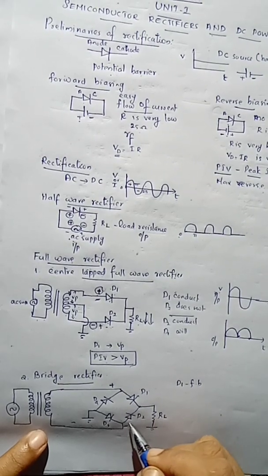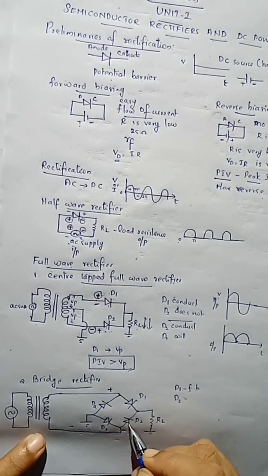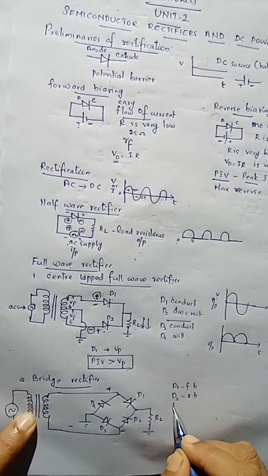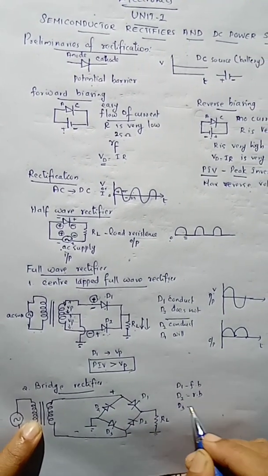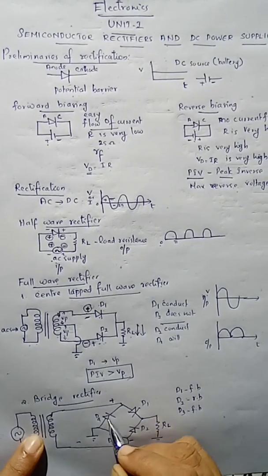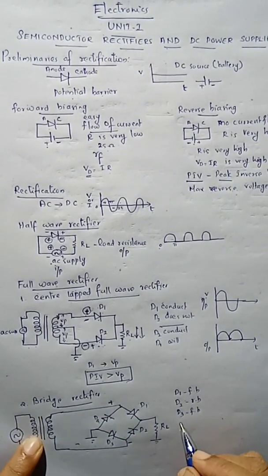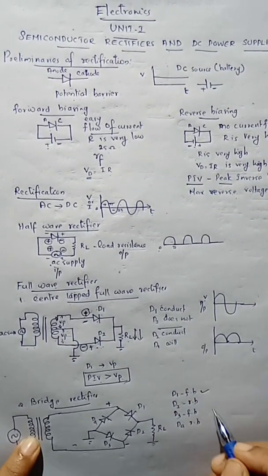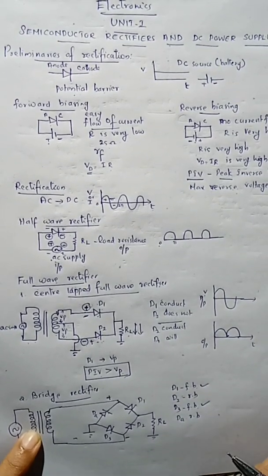In the case of D2, the anode is connected to negative, so it is reverse biased. For D3, the negative is connected to the cathode, so it is forward biased. For D4, the positive is connected to the cathode, so it is reverse biased. So at this instant of time, D1 and D3 conduct.